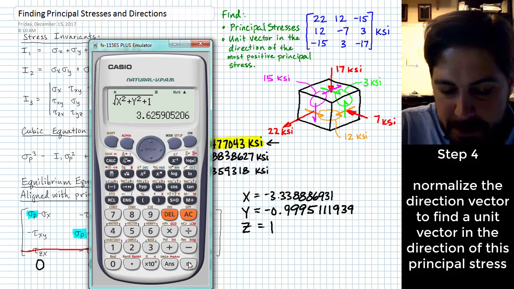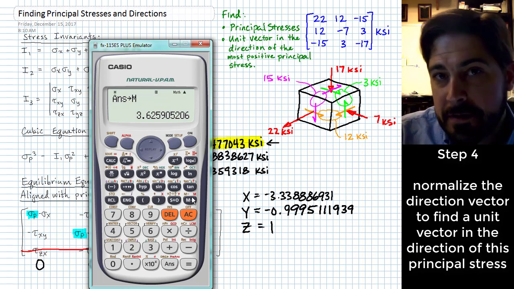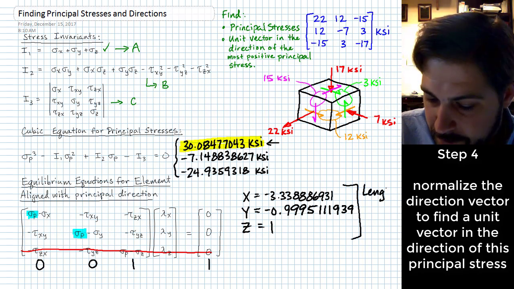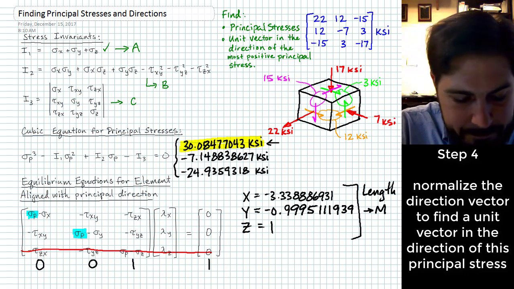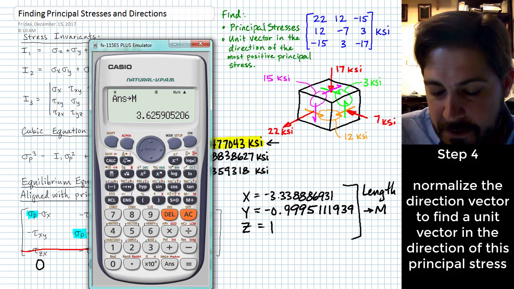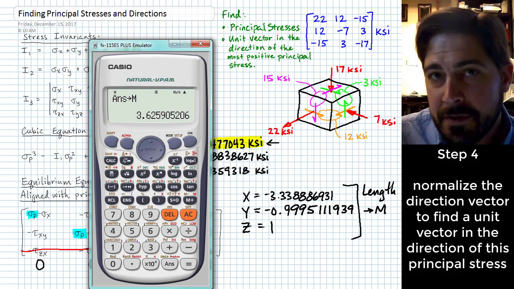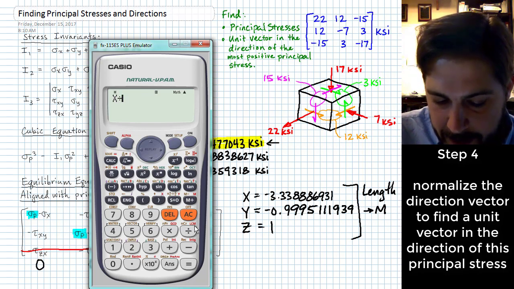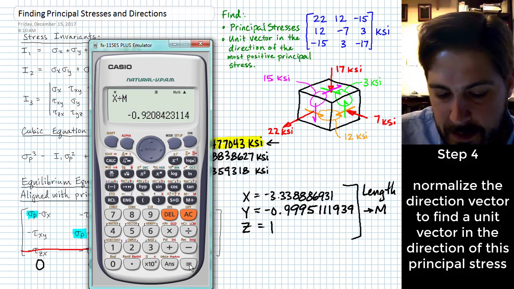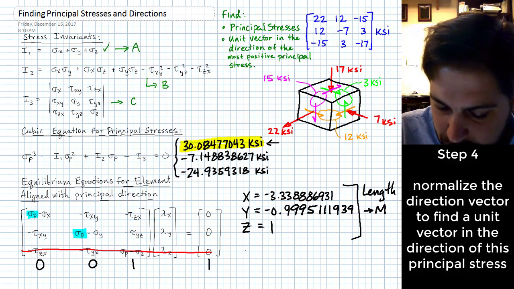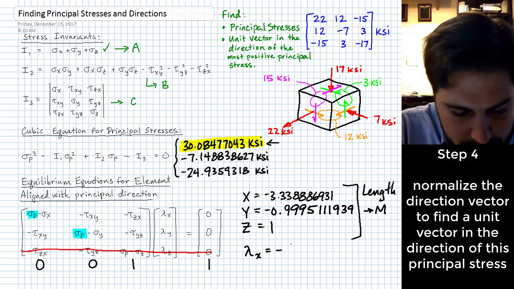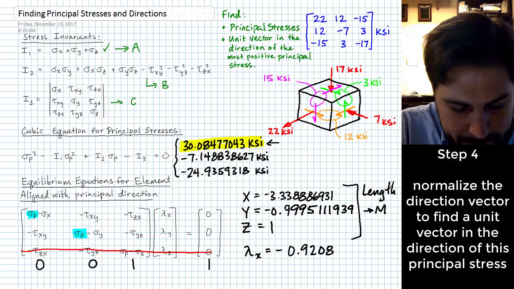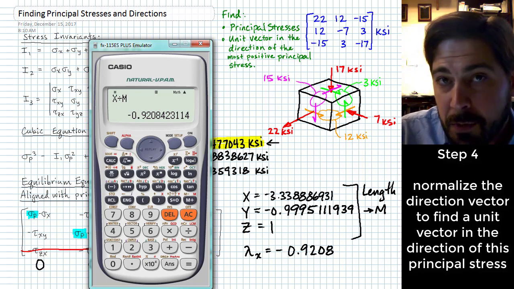All right, so the value I get out of this, let me store that into my m variable. And I'm just going to make a note of that right here. The length of this vector I've stored into my m variable. All right, so now what we want to do is take each of these components and divide by the overall length in order to get the components of a unit vector that points in the direction that we're interested in. So what I'll do here is I'll take my x variable and divide by what I have in my m variable. And this gives me negative 0.9208, which is enough precision for what I'm interested in here.